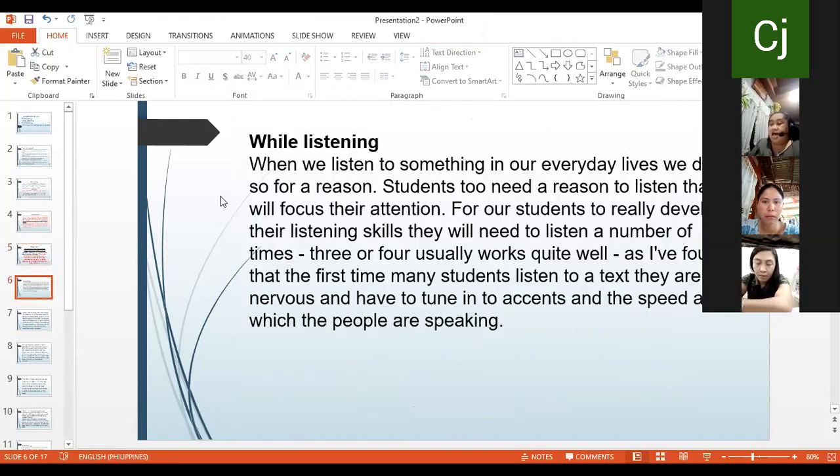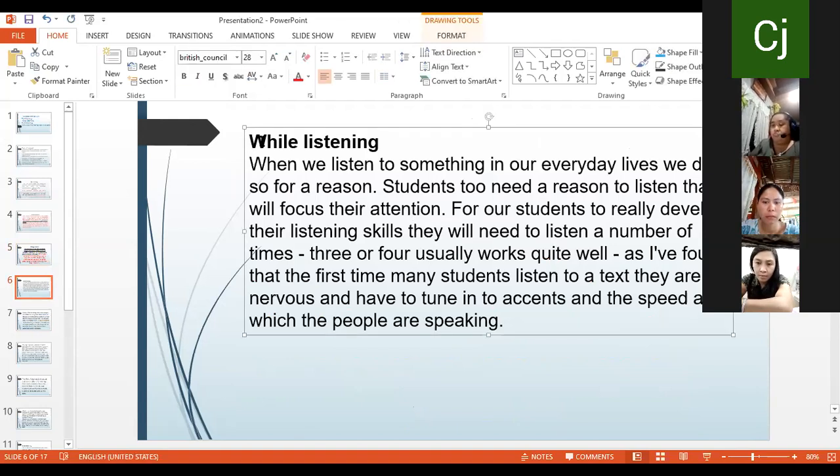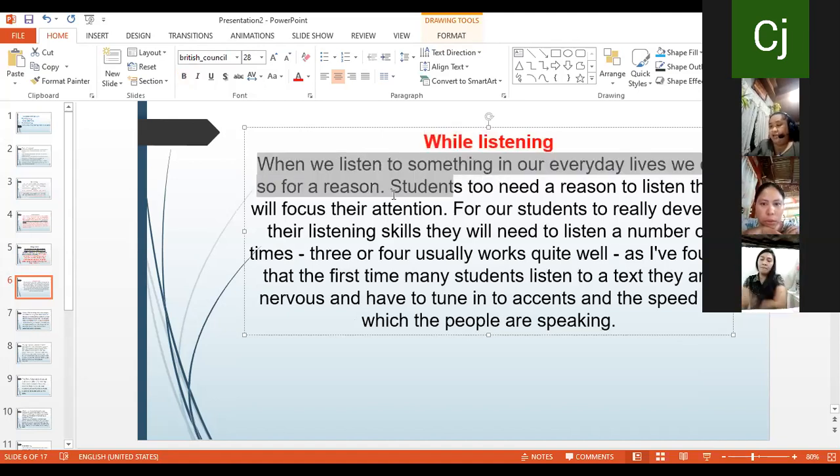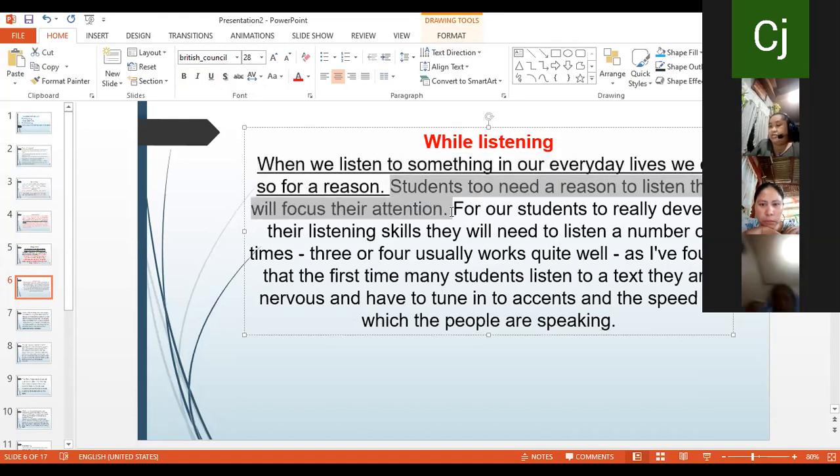So, ano naman ang gagawin during listening? While listening. Ano naman dapat gawin? When we listen to something, or for example, students need, eto siya, when we listen to something, it should be what? For a reason. Next, student need to listen so that they could what?